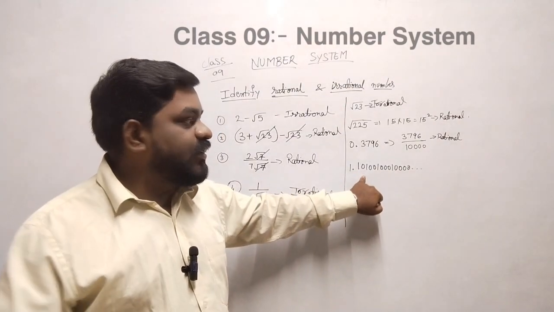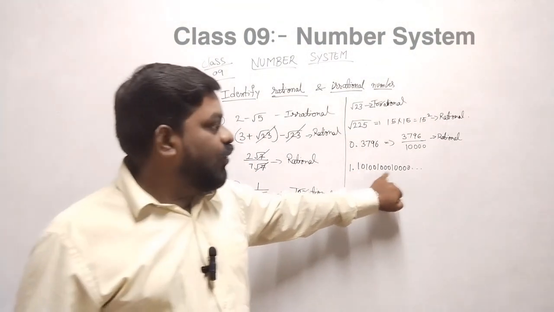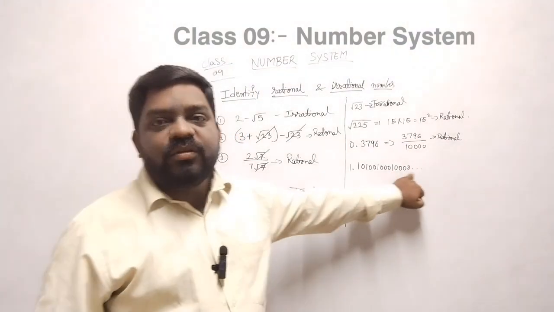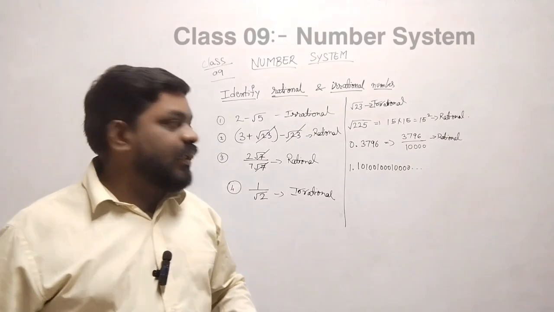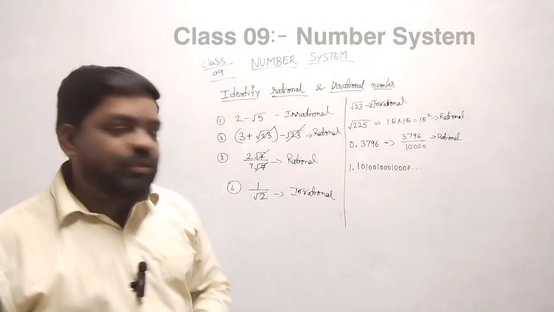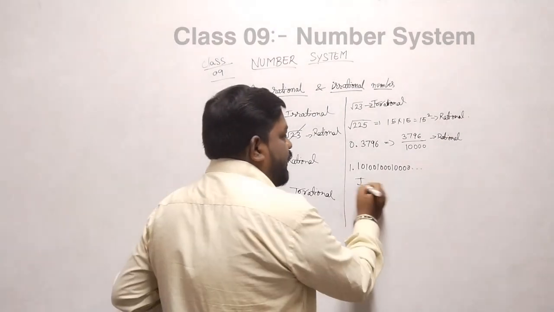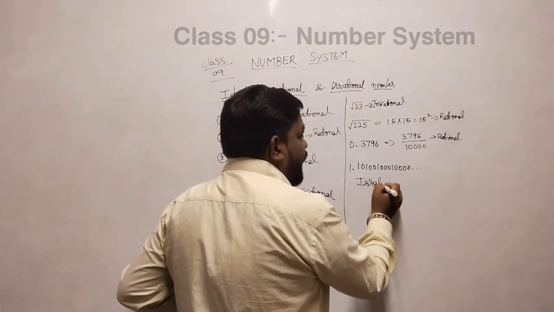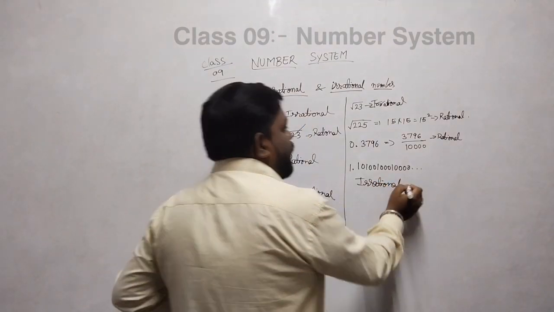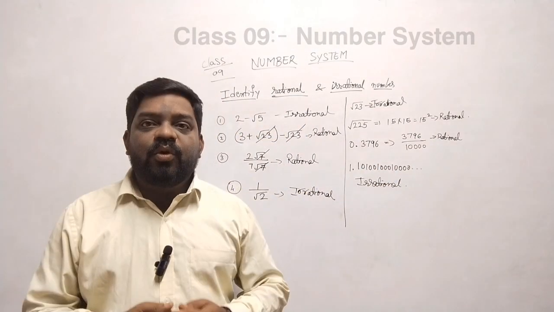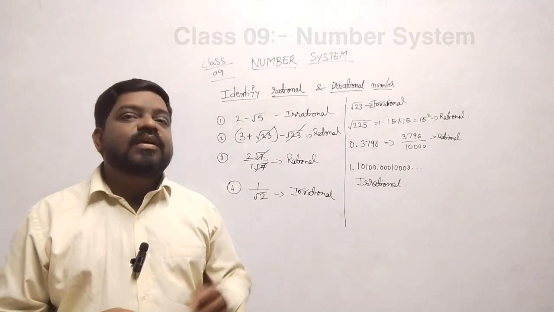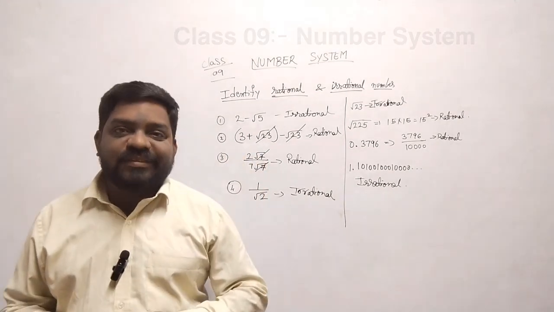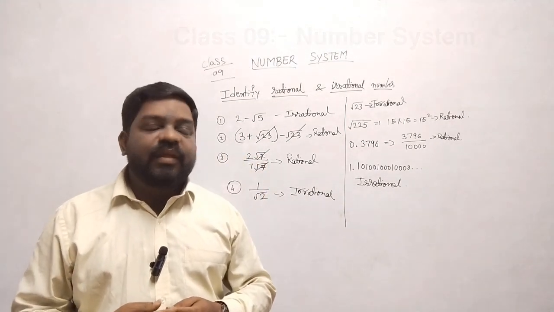Here 1.10100100 and so on, the sequence repeats with 1 followed by 0s in increasing number. So this cannot be written in the form of p by q. Therefore it is an irrational number. Hope you have understood the basic concept of the number system and the concept of rational and irrational numbers. Thank you.